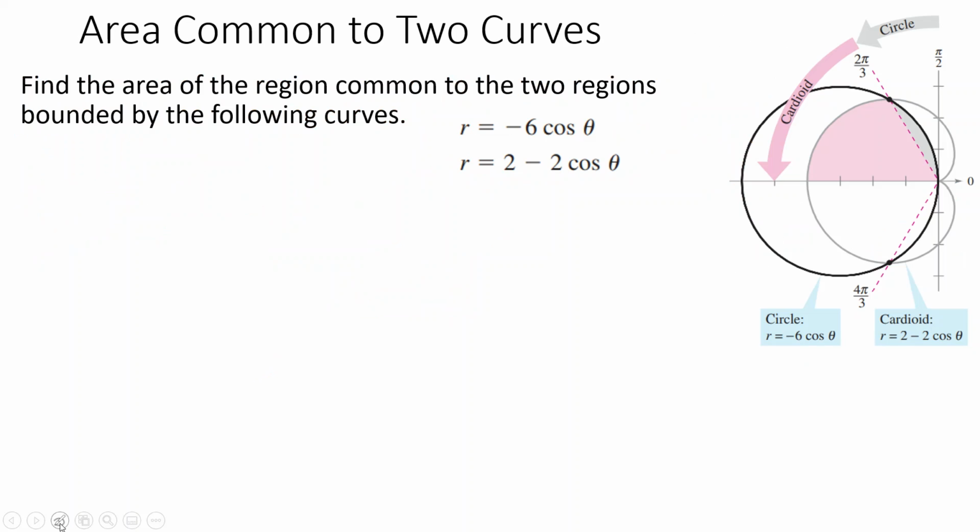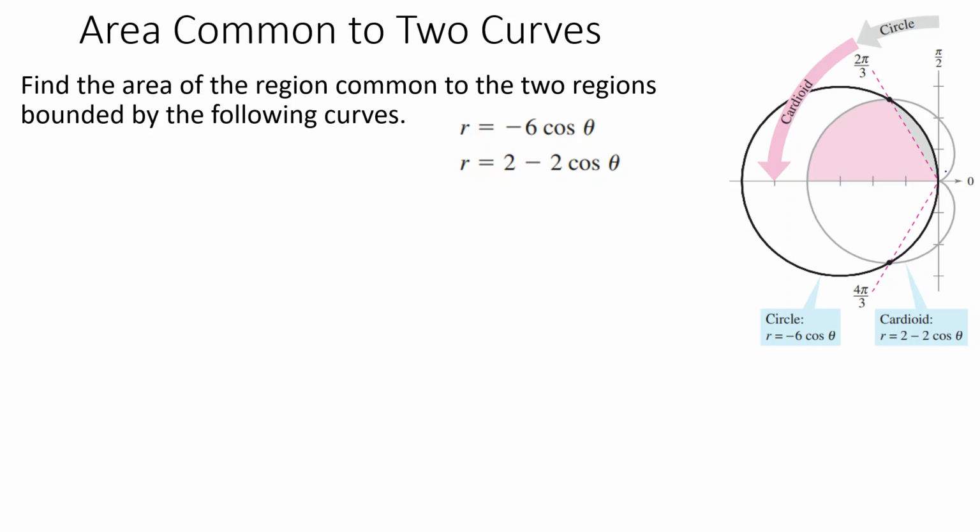All right, and the other kind of problem. So that was the area between two. This is the area that they have in common. All right, so we have two curves here. One of them is in gray, and is the heart-shaped guy, the cardioid, and that's 2 minus 2 cosine of theta. And usually on the AP exam, they actually give you the graphs for these, but you can always graph them because you have a calculator.